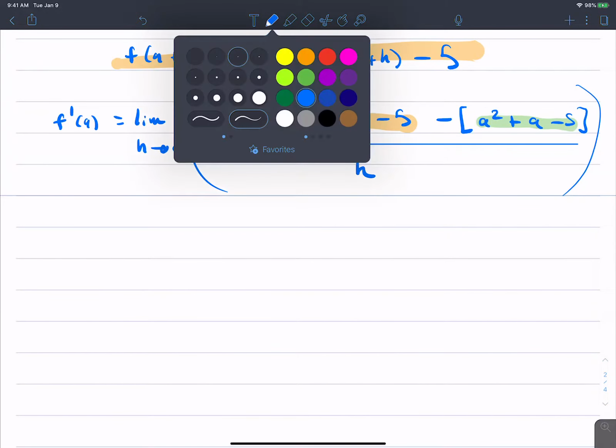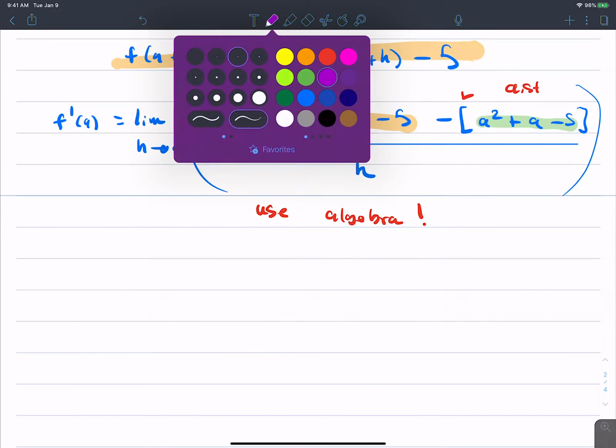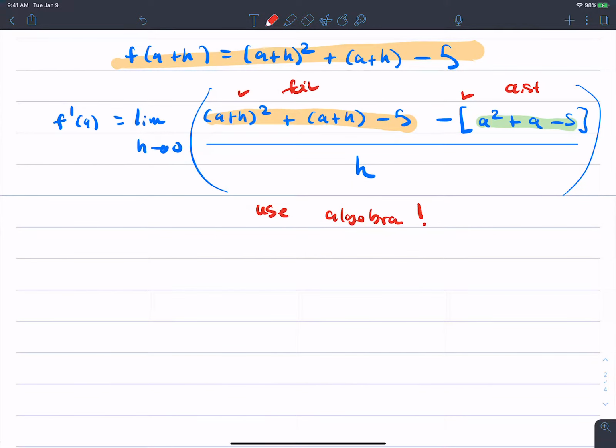Okay, so let's put that in red. Remember, we're saying here we're going to use algebra. So we're going to FOIL. And really at this point, we're going to distribute. So FOIL on the left and distribute on the right. Okay? So that's where I'm headed. Let's change that color so you guys can know we're using algebra. Should we use red? We'll use red for the algebra.